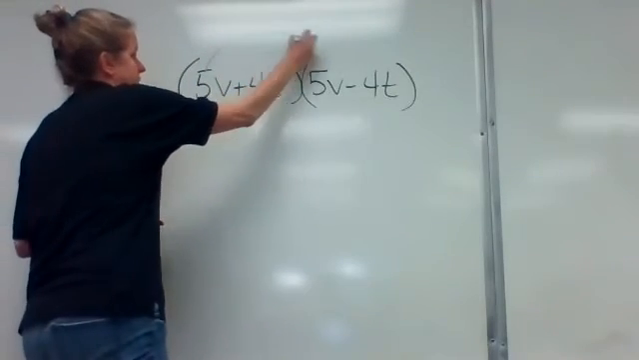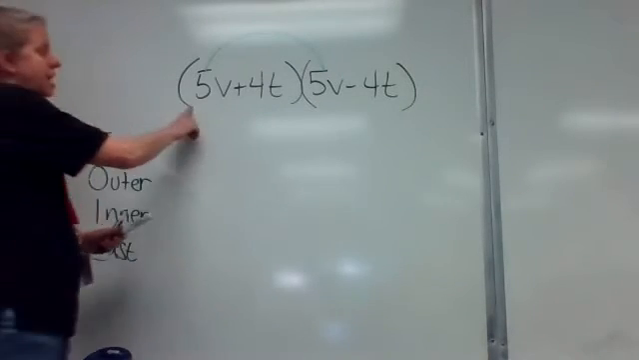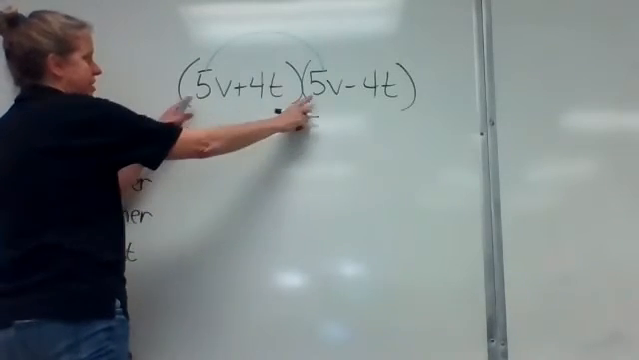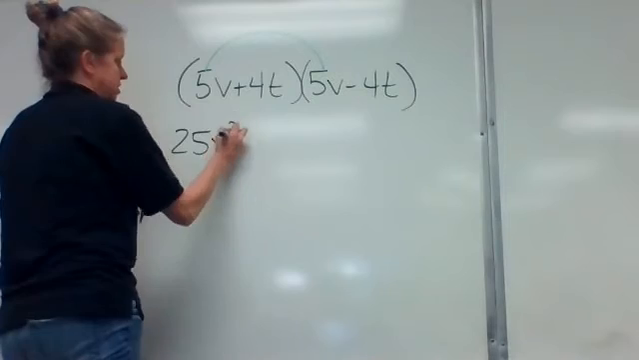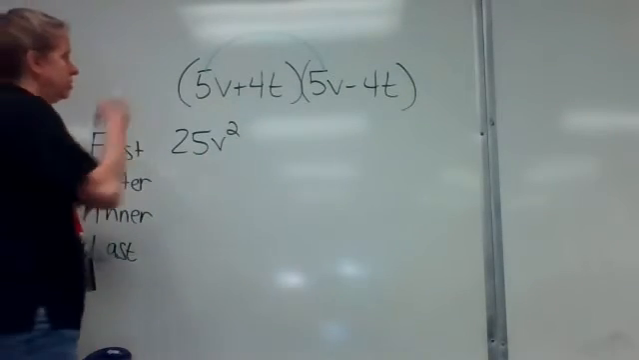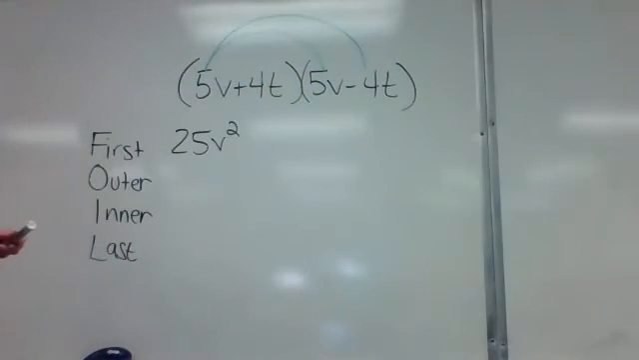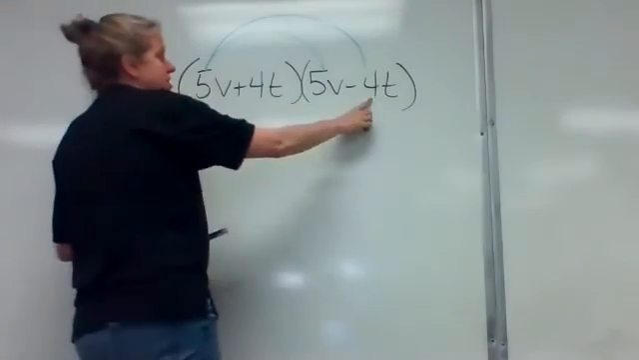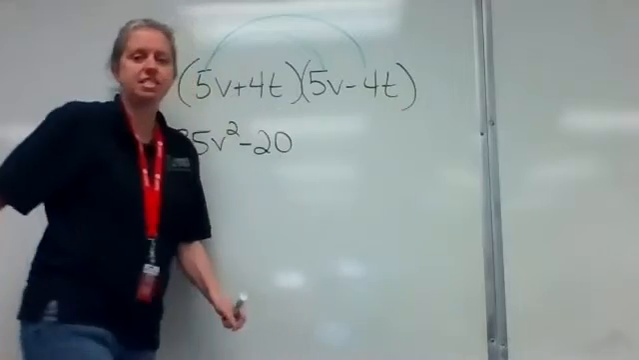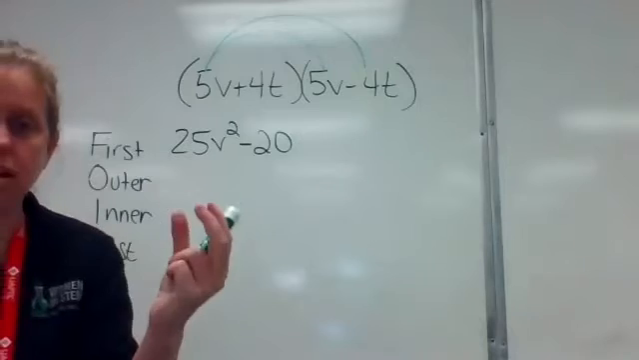FOIL again. Your first, 5v times another 5v. So 5 times 5 gives me 25, and v times v is v squared. Your outer, which will be positive 5v times negative 4t. So I've got a positive 5 times a negative 4, which gives me a negative 20. And I've got v times t. When you're multiplying 2 different letters together, it just hooks them together.